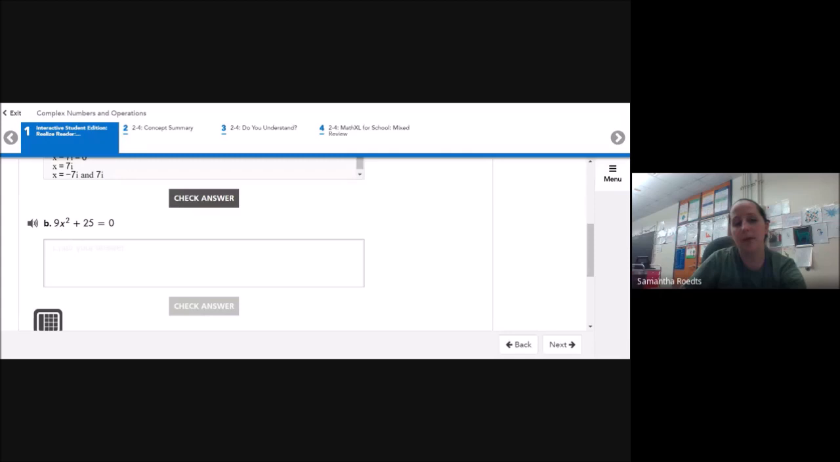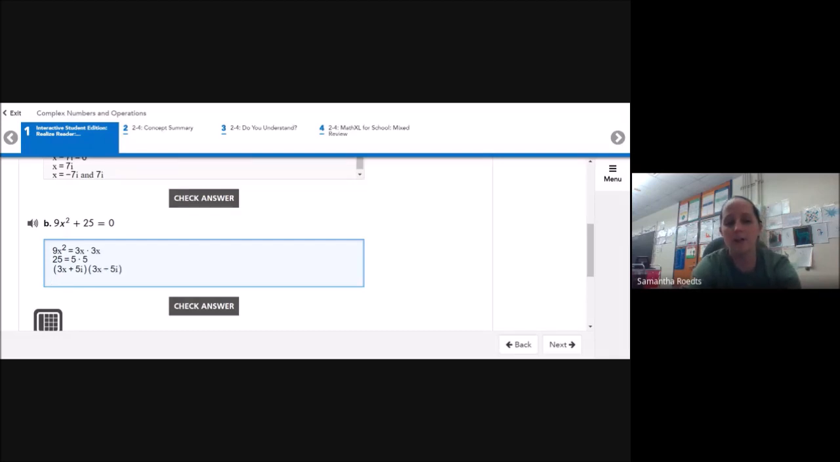Do the same thing with 9x squared plus 25. So 9x squared, again, it's a perfect square. 3x times 3x, 25 is also a perfect square, 5 times 5. So I get 3x plus 5i, 3x minus 5i.